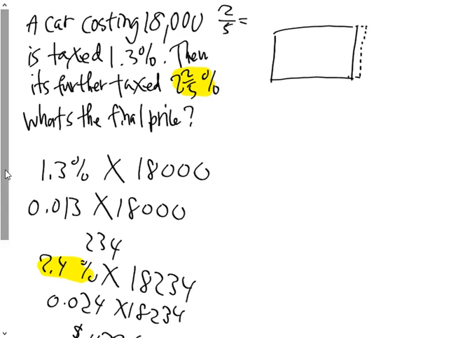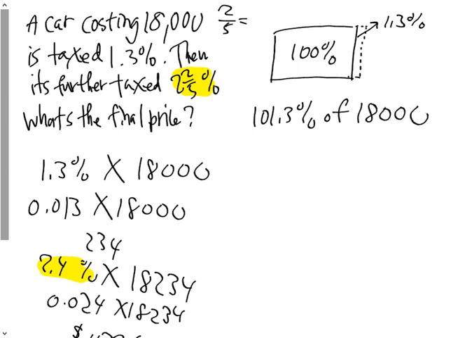Now, going back to the other way of doing it, the more advanced way. If we think about this being 100% of the car, and this being that first initial 1.3% tax, what percent is the cost of that 18,000? It's going to be 100 and an additional 1.3%. So if I think about being 101.3% of the $18,000, that means I'm going to multiply 1.013 times 18,000. And that's going to be the cost of the car with the 1.3% tax on it.